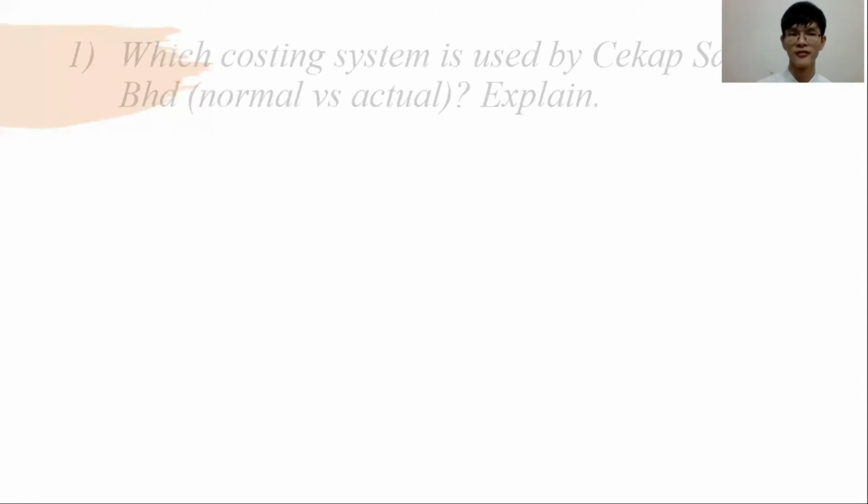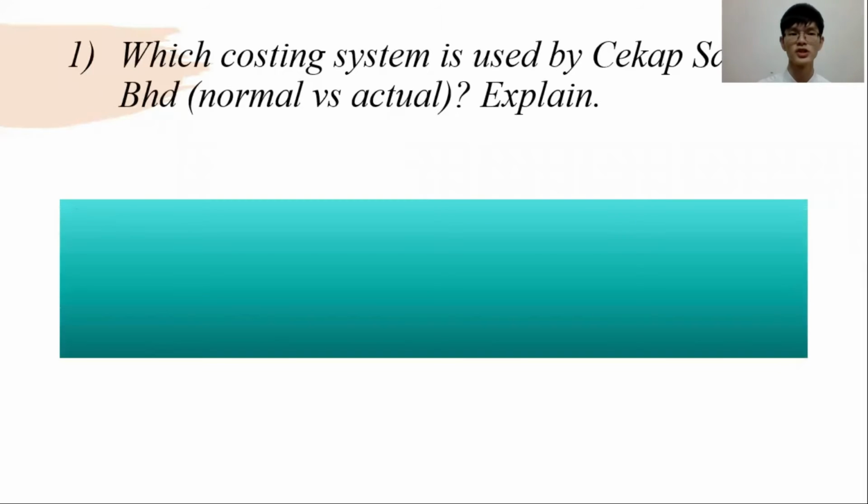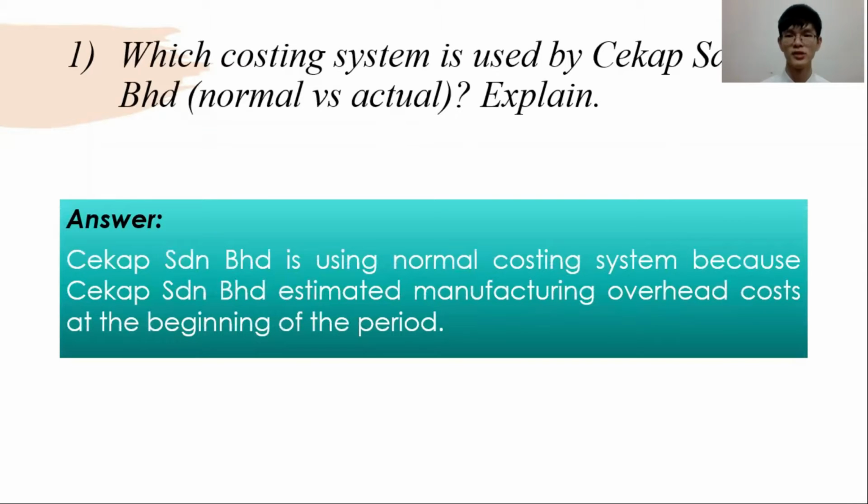Today I am going to present on sub-question 1 to 3 for question 1. The first question requires us to figure out which costing system is used by Cherkass Sendirian Berhad and explain it. As we know, there are two costing systems, which are normal costing and actual costing. In this question, Cherkass Sendirian Berhad is using the normal costing system because it estimates manufacturing overhead cost at the beginning of the period.